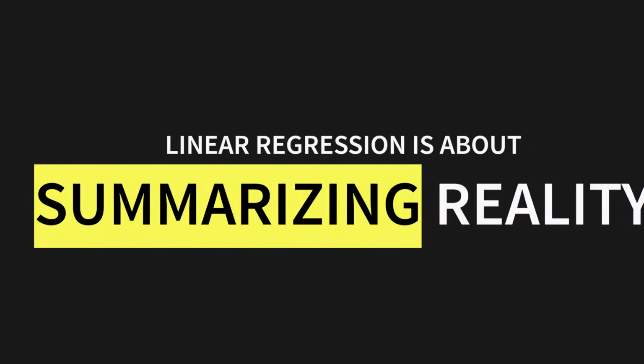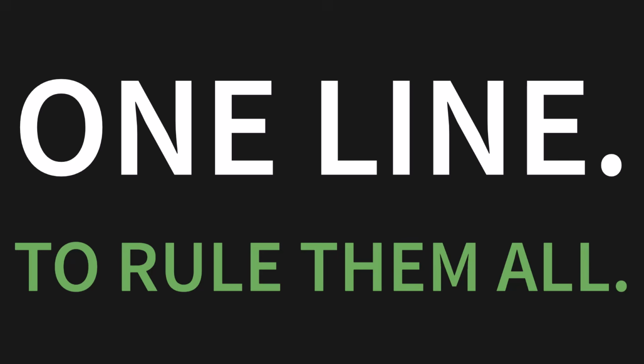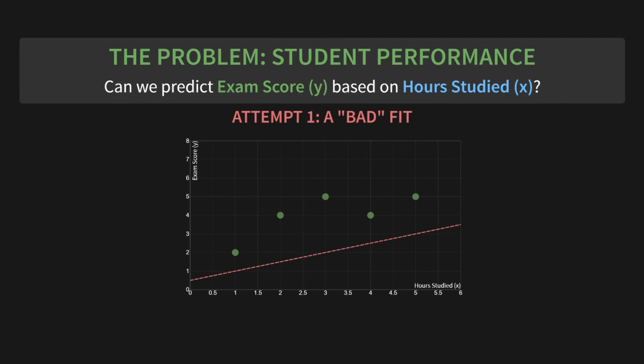At its heart, linear regression is about summarizing reality. And how do we do that? With one line, to rule them all. Now, if we plot our student data points, we get a little cloud. So let's try to draw a line through them. Here's attempt 1. As you can see, this is a pretty bad fit. It misses the trend completely. It doesn't really tell us anything useful.